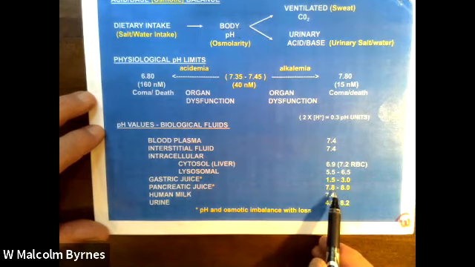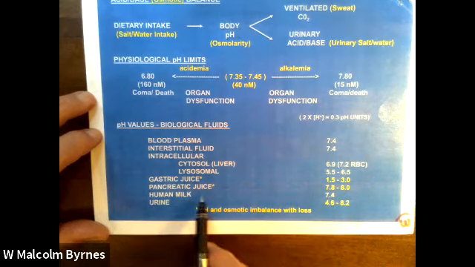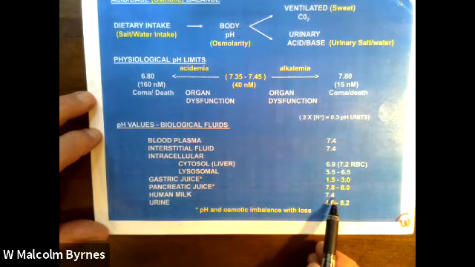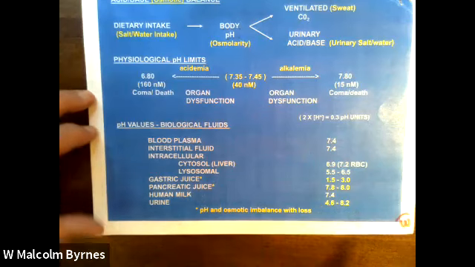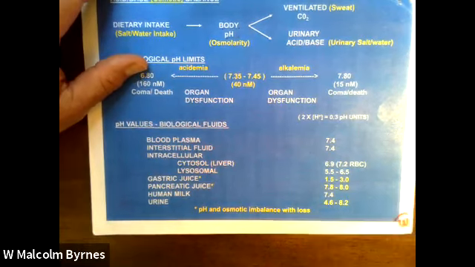Pancreatic fluid is basic, somewhat basic. Human milk has the same pH as plasma. Urine pH can vary according to how much acid is being secreted at the kidney. And when you lose fluid from either the stomach or the intestine through vomiting or diarrhea, that could cause pH and osmotic imbalance with the loss of those fluids. And then the body has to try to readjust.